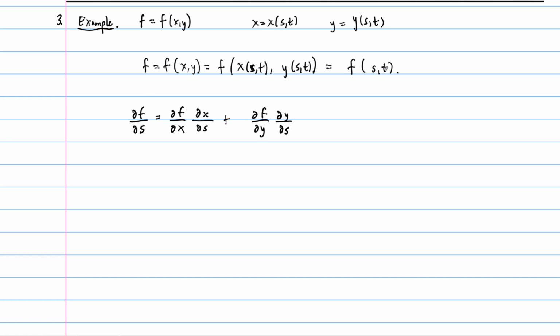But f also depends on t, right? And so similarly here, we end up with ∂f/∂t. Same deal, what's going to change? Only the second partial derivatives, right? ∂f/∂x, that stays the same, times partial derivative ∂x/∂t plus ∂f/∂y times partial derivative ∂y/∂t in this case. All right, so there's two of these chain rules necessary to compute these derivatives. All right, so this is the basic idea.